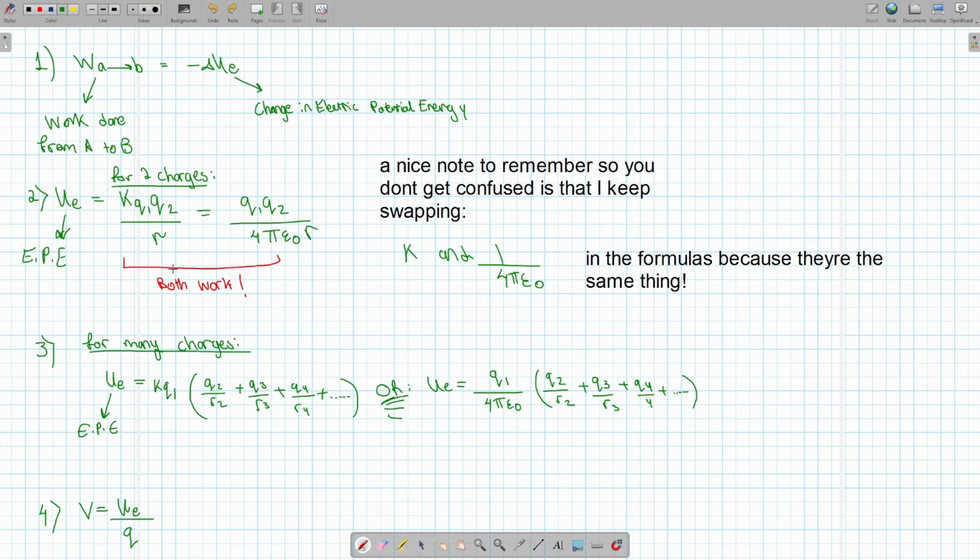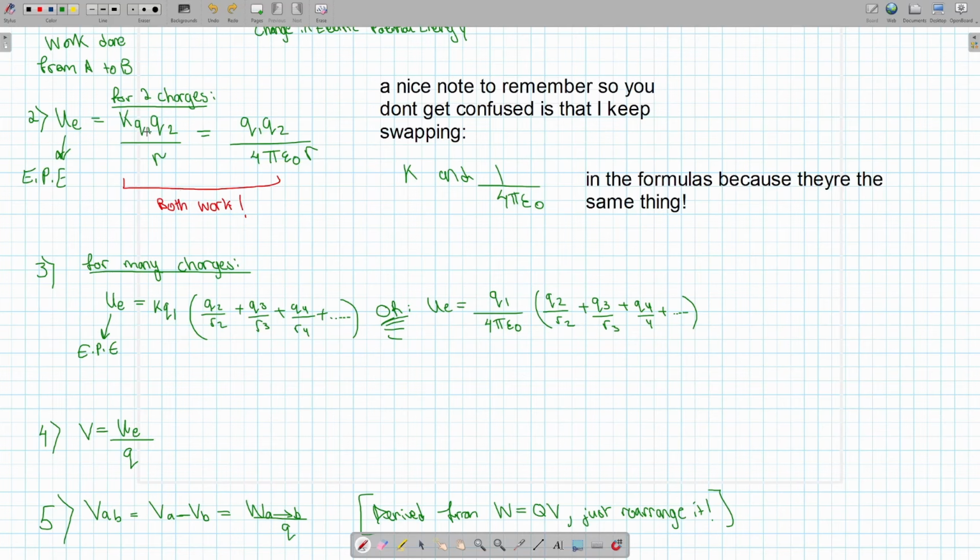Now let's say you have many charges and you want to find the electric potential energy. Same thing, you always have the stationary charge Q1, and then Q2 over R. If there's many, it's going to be KQ1, which is your stationary charge. Remember, the K stays there, but instead of Q2 we have Q2 over R2, and then there's more charges, Q3 over R3, Q4 over R4. Same thing here, you have your stationary charge always, but I swap the K now with the 4 pi epsilon node.